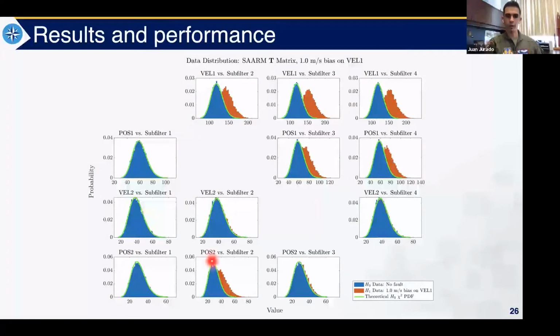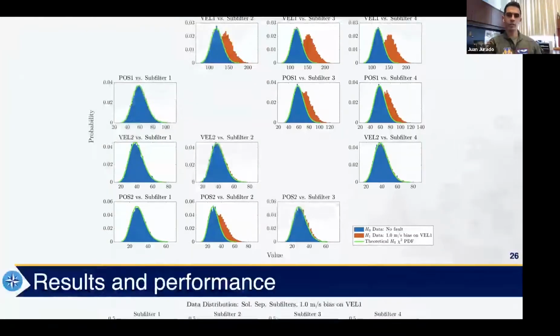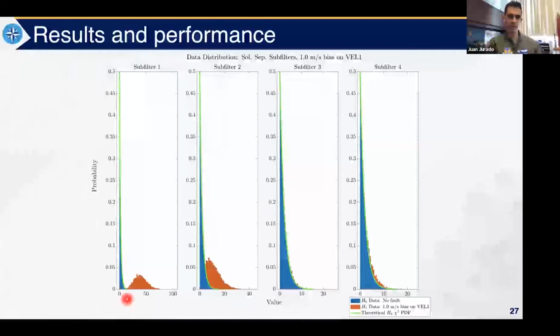The shape of the ROC curve really comes from the best curve that we can draw out of these different scenarios. For that same scenario, which is a bias, when we look at solution separation, we notice that it's a lot better for solution separation to detect that bias, because for this subfilter, particularly the one that excludes the velocity 1 sensor, the difference between the H0 and H1 test statistics is a lot more pronounced. And so you can see why solution separation is a lot better at detecting this bias, as I'll show you in the ROC curve.